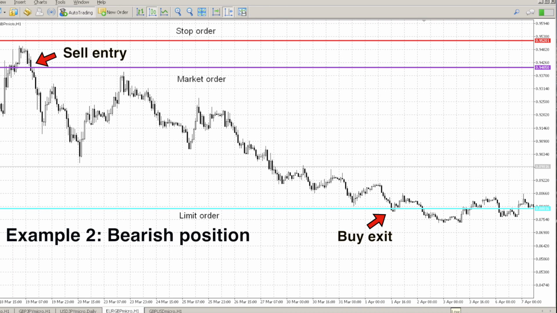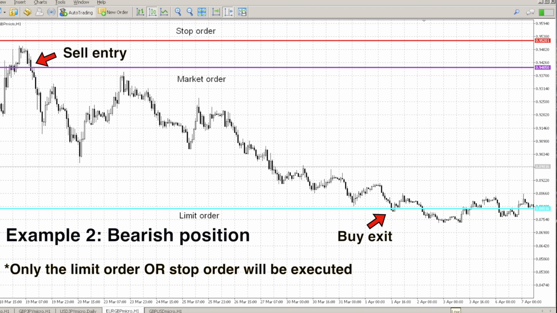Something important to note is that only the limit order or stop loss order will be executed as your exit from the market, not both. And the order which is executed depends on which price the market reaches first, either the limit order or the stop order.